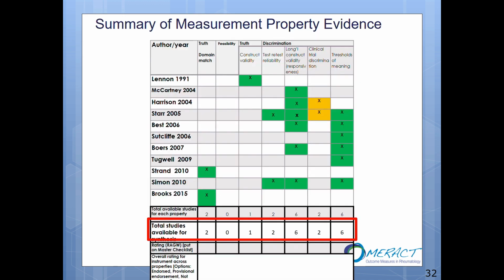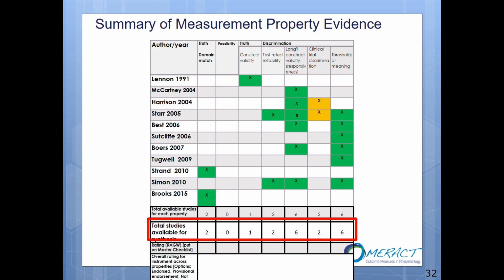So these colors are entered into our summary of measurement property tables for each cell that we've then tested. So you can see that most of them in this situation were green, so they used good enough methods. But there might be two there, for example, that are clinical trial discrimination, and they got an amber rating.